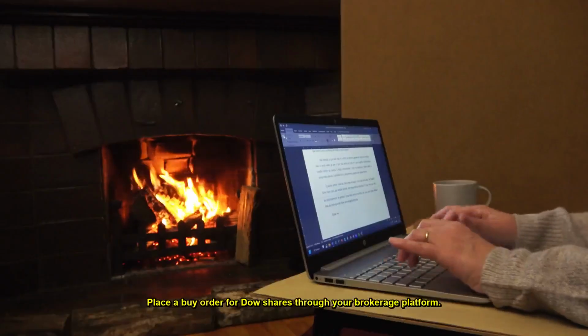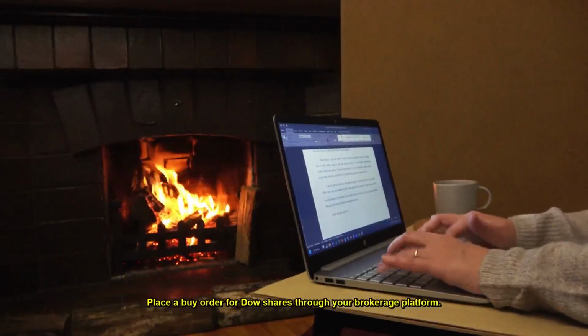Place a buy order for Dow shares through your brokerage platform. Choose the order type that fits your strategy, like market or limit orders. Confirm your order and monitor its execution to ensure it goes through.